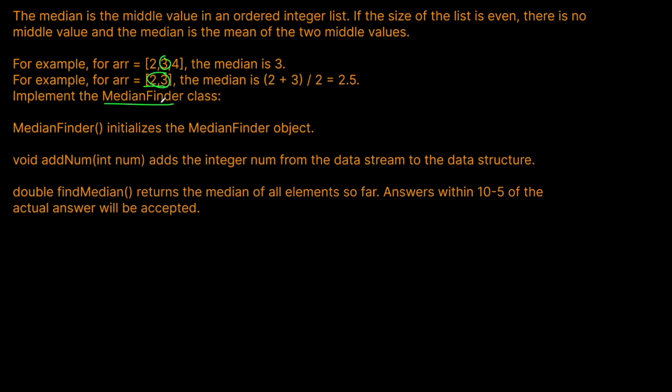And we're told here that answers within 10 to the minus 5 of the actual answer will be accepted. Obviously, we're doing a median. If we have to do some division, that's why we have this little bit of leniency here. So that's the question prompt. Let's think about how we might solve this.